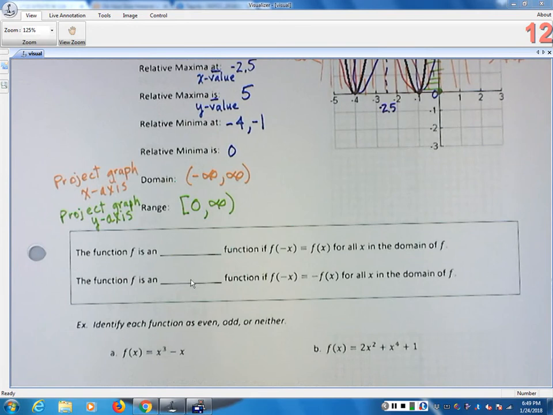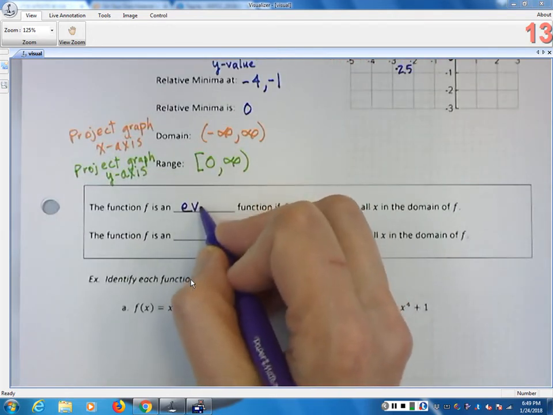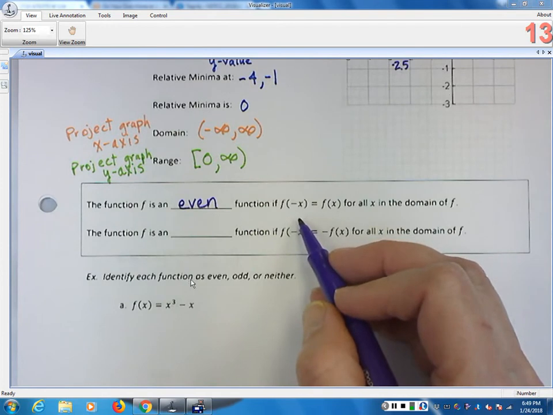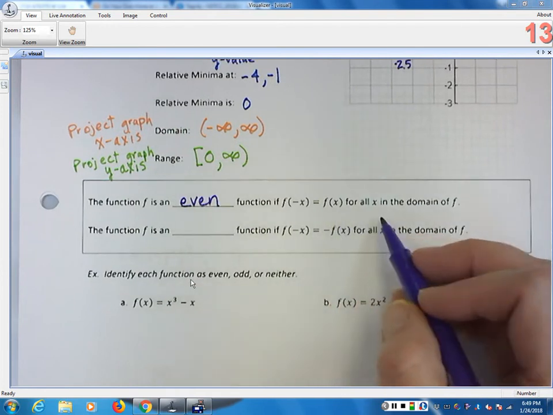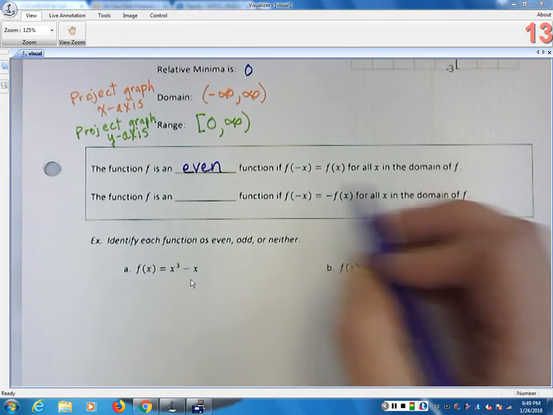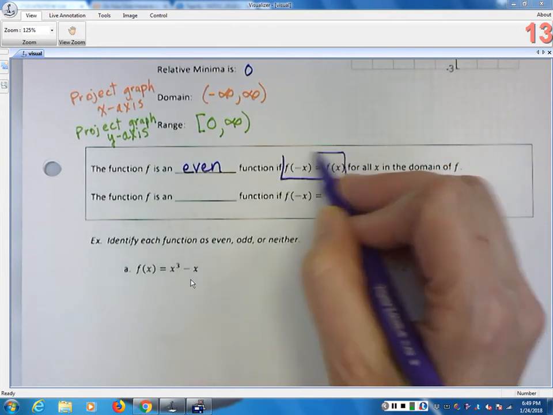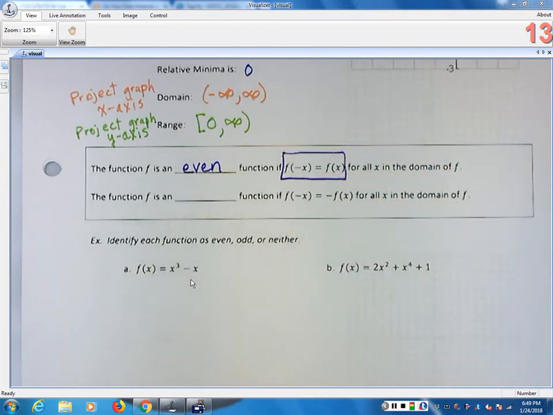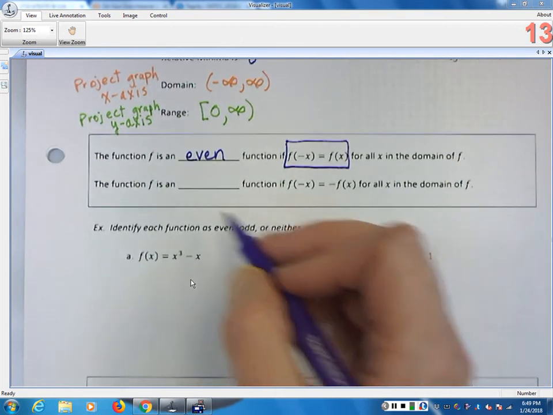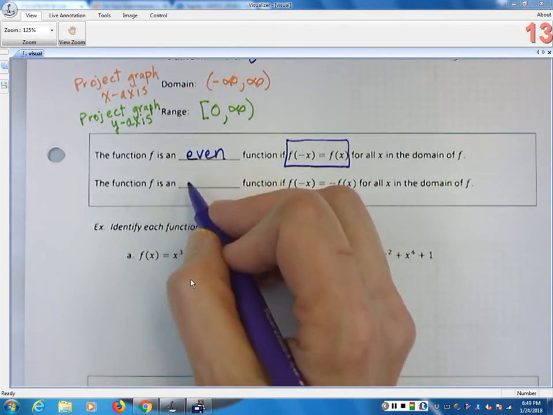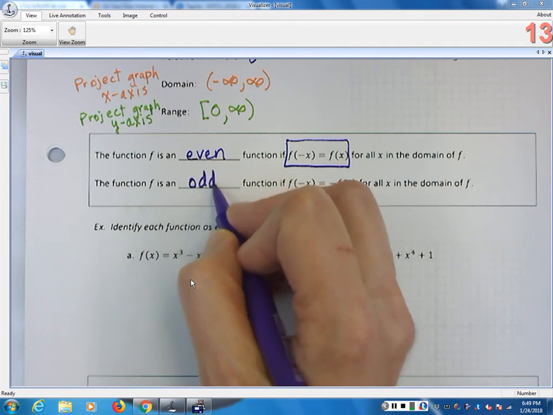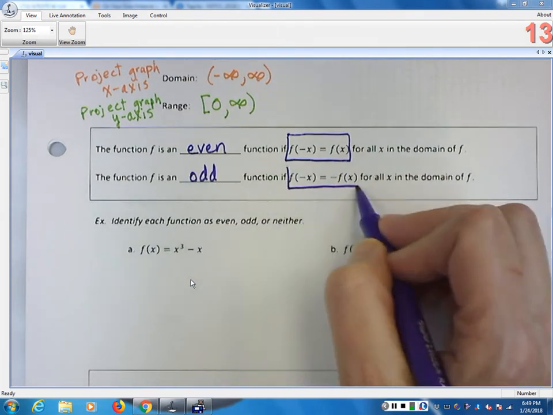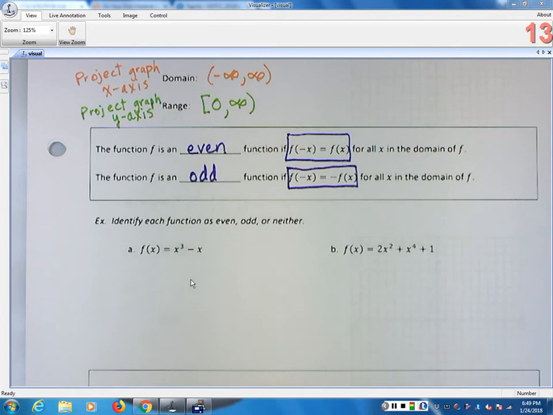Any questions? All right. So now we're going to go over even and odd. The function f is an even function if f of minus x equals f of x for all x in the domain of f. So we have to use this definition to show that a function is even, or show that it's not. And a function f is an odd function if f of minus x equals the opposite of f of x for all x in the domain.